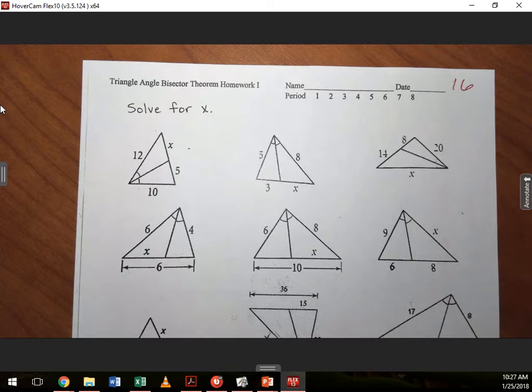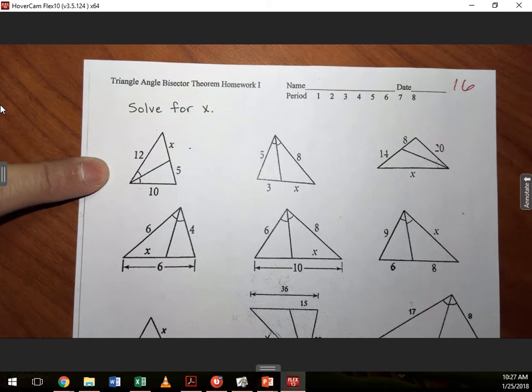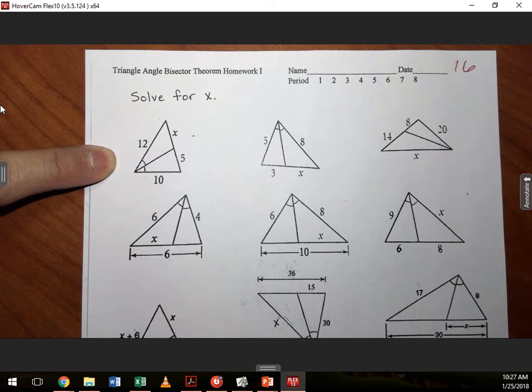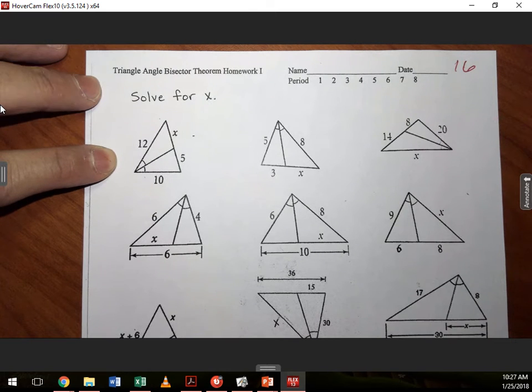Okay, so Chris. How am I going to set up this problem right here? Well, you gotta put numbers in my order, that's for sure. Very good. So which numbers do I start with? I guess it's 12. 12 and? 12 and 10. Very good.